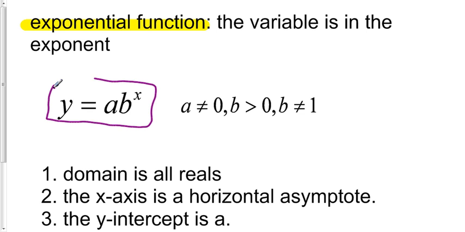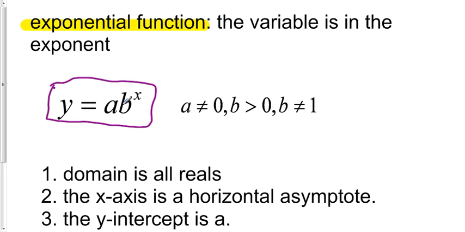There are a few restrictions on this function. The first one is that a cannot be 0. If you have an a value of 0, then the whole function is 0, and basically what you're graphing is a constant function. So a cannot be 0. b has to be greater than 0. Basically, b has to be positive. The reason is so that our base is positive when we raise it to a power.